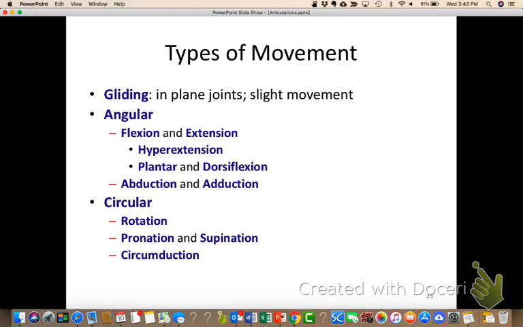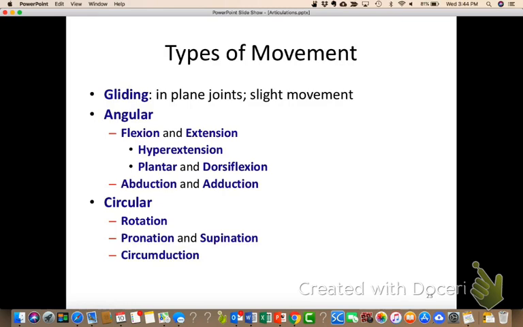Flexion and extension are bending and straightening. Hyperextension you can do if you can move a body part past its normal anatomical position, like bending your head back or pulling your arm back. Those are hyperextension. Plantar and dorsiflexion are bending at the ankle. Specifically, plantar flexion is pointing your toes. Abduction and adduction are what you do when you do jumping jacks. Our circular movements include rotation and pronation and supination and circumduction.